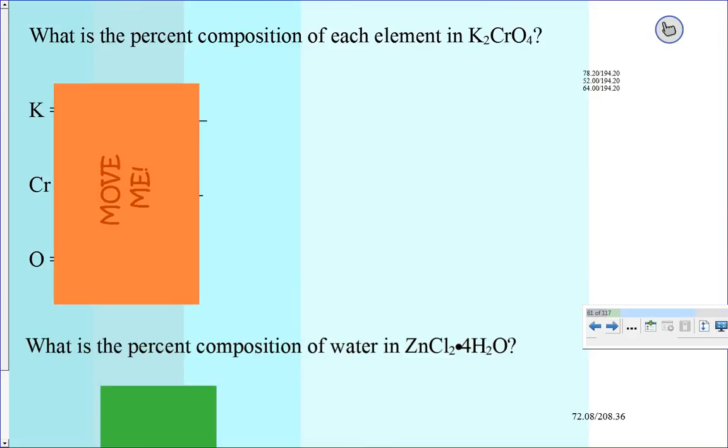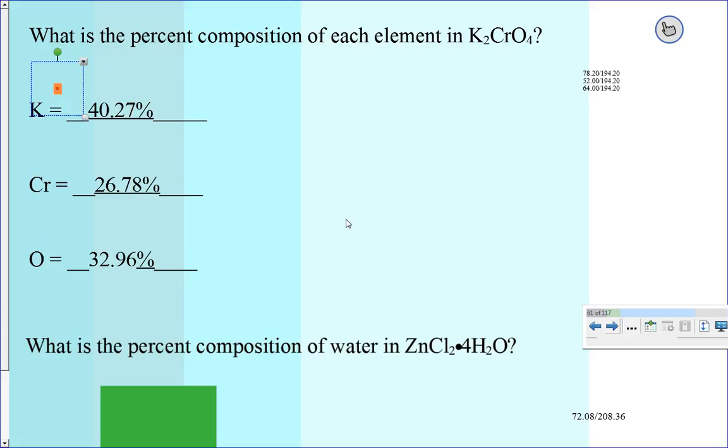Oops. Shouldn't see those yet. Take a hot second and check out this problem. We want to know the percent composition of each element in potassium chromate. Let's try first potassium, Cr, chromium, then oxygen. Fortunately, you kind of already saw those a little bit, but hopefully you were able to get the same thing.